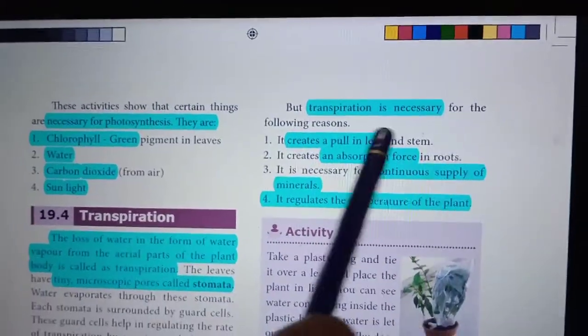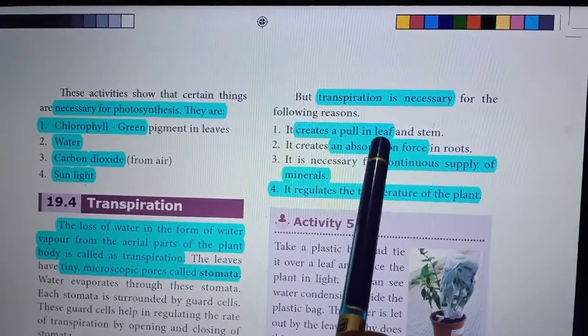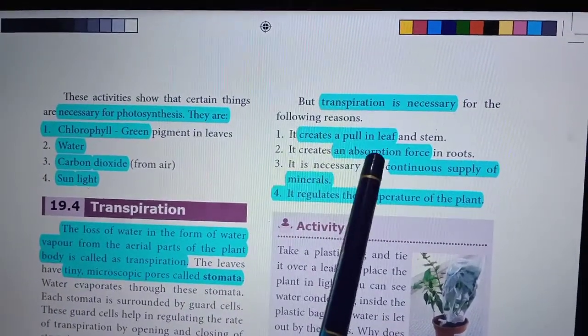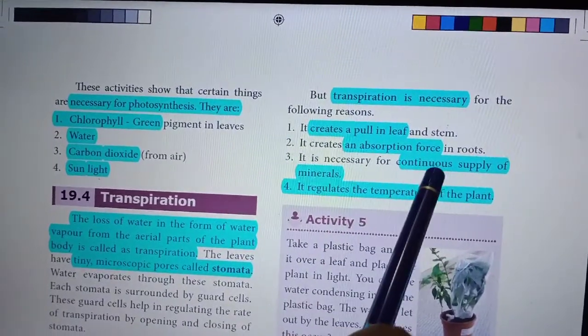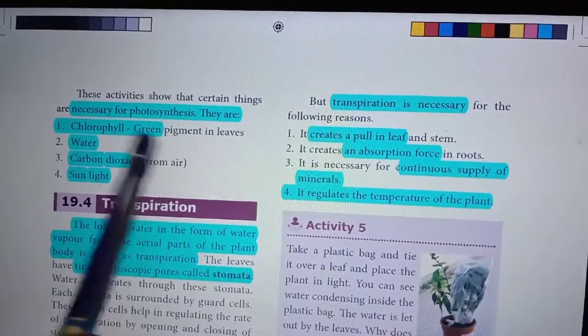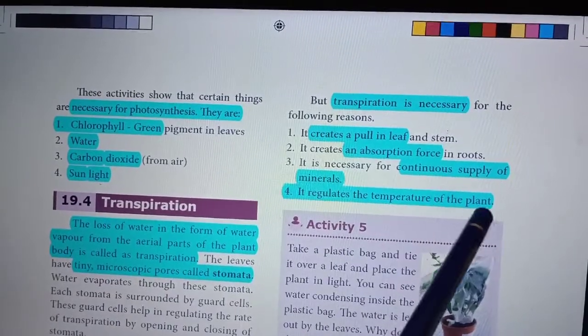Transpiration is necessary for creating a pull in leaf and stem. It creates an absorption force in roots. It is necessary for continuous supply of minerals. It regulates the temperature of the plant.